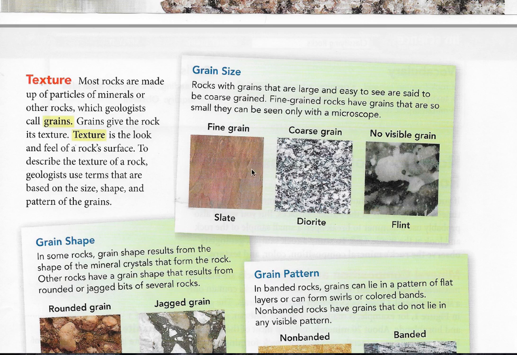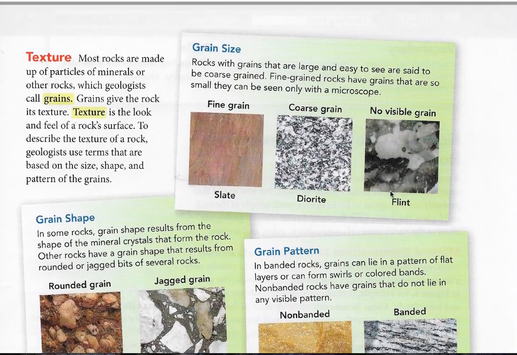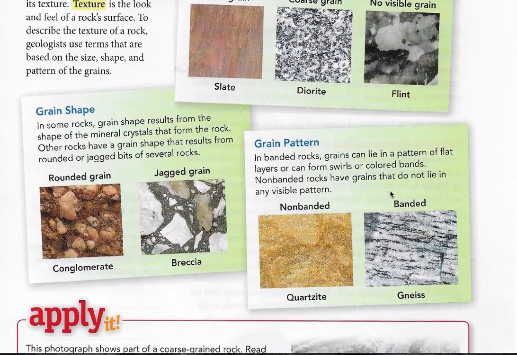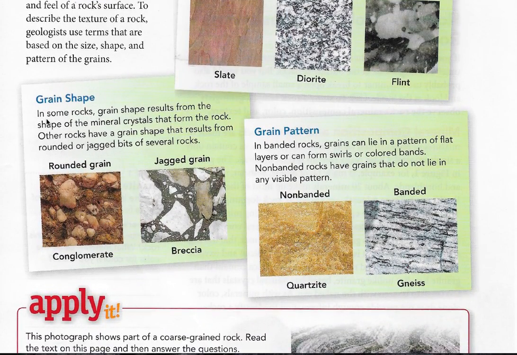So here, for example, fine grain, coarse grain, and no visible grain. Slate, diorite, and flint are all examples. So slate is an example of a fine grain rock, diorite is an example of a coarse grain rock, and flint is an example of a no visible grain rock. Grain shape. In some rocks, grain shape results from the shape of the mineral crystals that form the rock. Other rocks have a grain shape that results from rounded or jagged bits of several rocks. So conglomerate is a round grain rock. Breccia is a jagged grain rock.